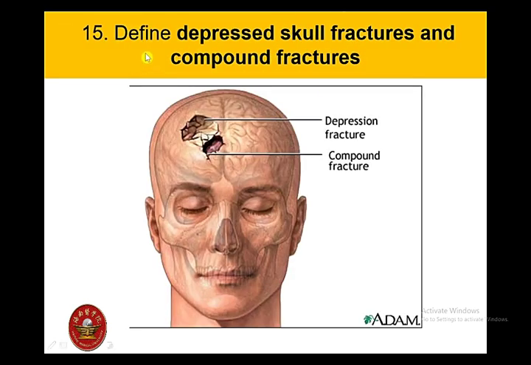Next question, define depressed skull fracture and compound fractures. In this diagram we can see a depressed skull fracture. A bony fragment is depressed below the normal skull convexity. This may lead to secondary arterial and venous damage with hematoma formation.